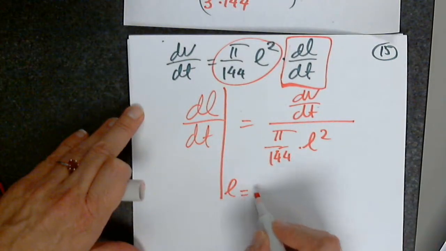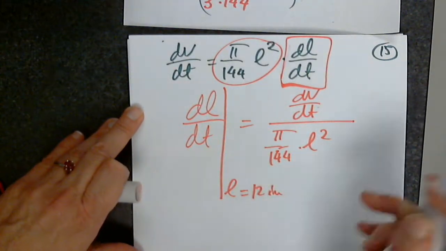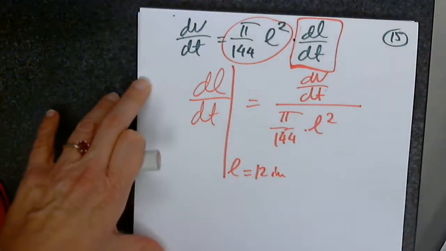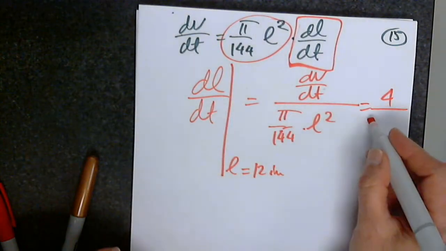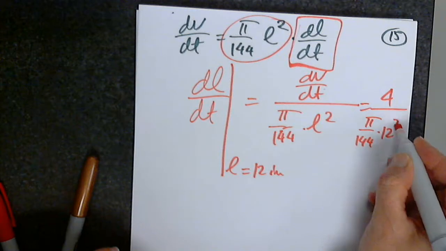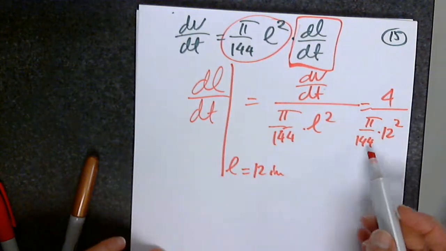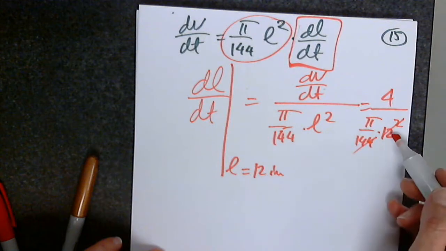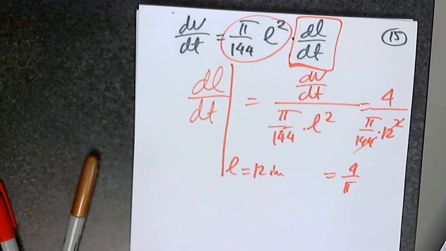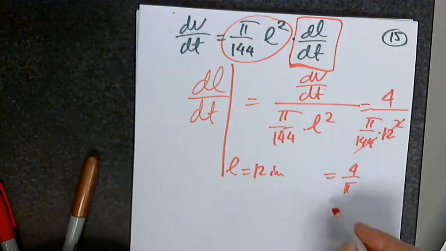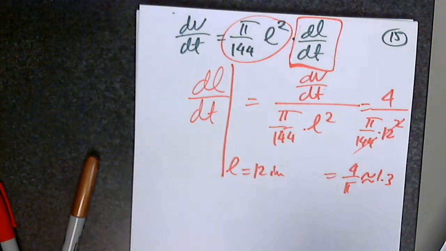Now, yes, when L is 12 inches. And what was the, it was 4. So then the top is 4, the bottom is pi, 144 times 12 squared. Be careful how you put in the calculator, but I would rather, as you see, 144 and 12 go away, so it's 4 over pi. I divide 4 by pi, and I'm done. 4 divided by pi, and I get 1.3 approximately. What is this? 1.3 what?